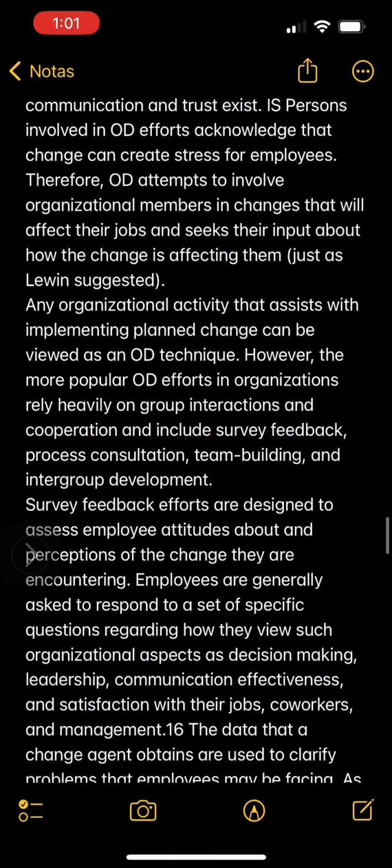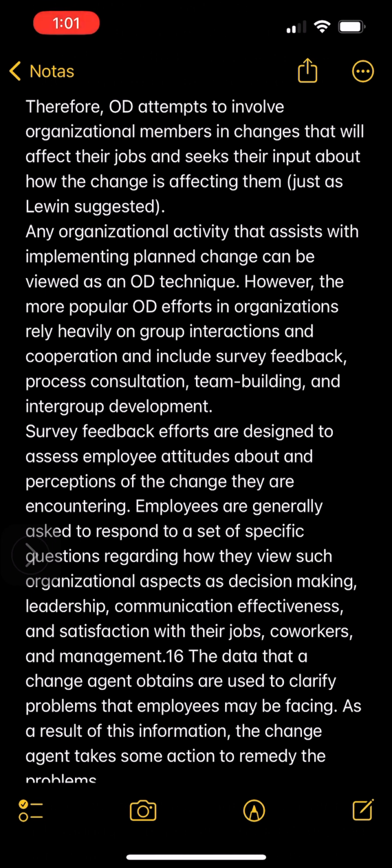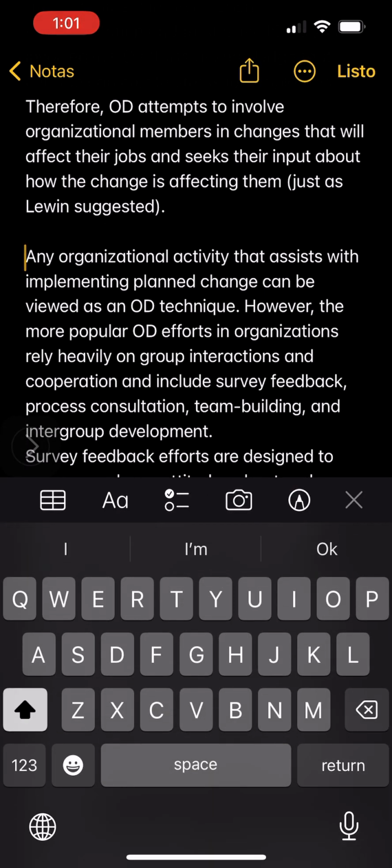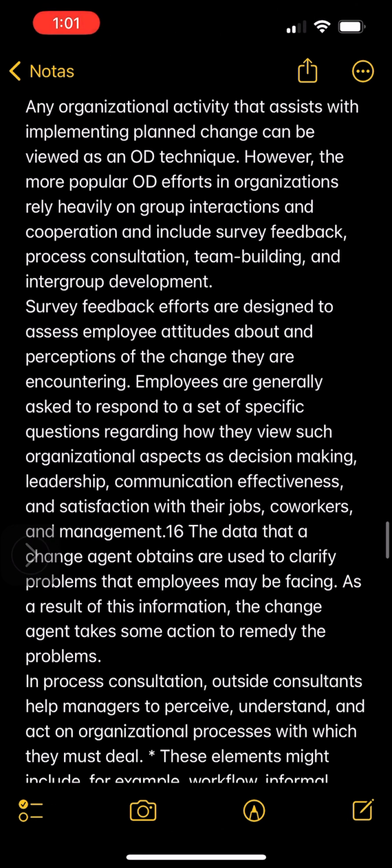OD attempts to involve organizational members in changes that will affect their jobs, and seeks their input about how the change is affecting them. Just as Lewin suggested, any organizational activity that assists with implementing planned change can be viewed as an OD technique. However, the more popular OD efforts in organizations rely heavily on group interactions and cooperation, and include survey feedback, process consultation, team building, and intergroup development. Survey feedback efforts are designed to assess employee attitudes about, and perceptions of, the change they are encountering.